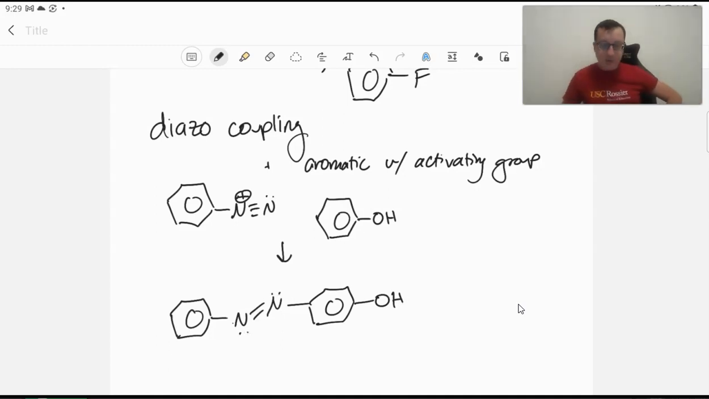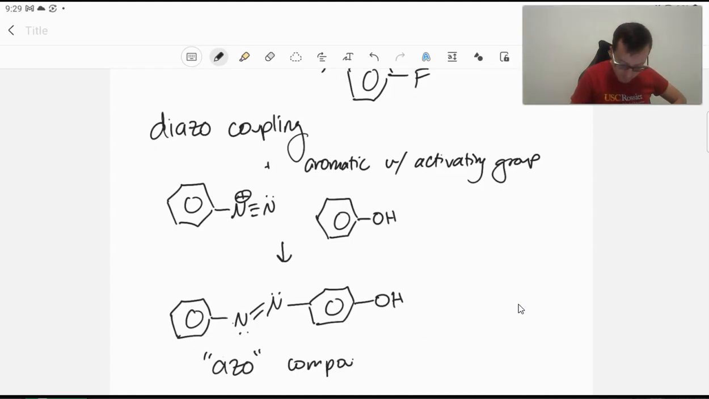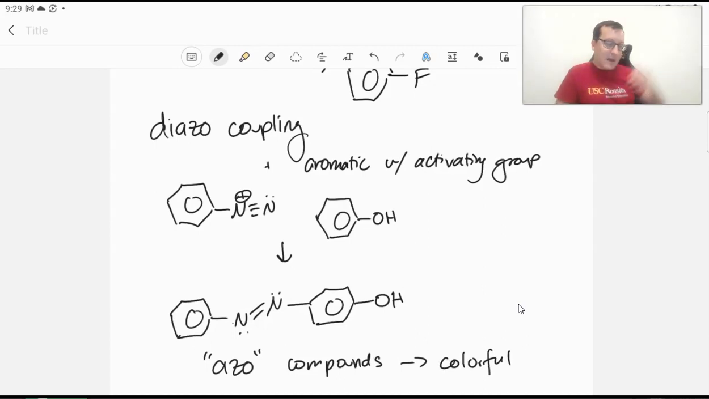And so you can couple things together as well. So you can use this to attach other benzenes, substituted benzenes onto your diazonium. And these are going to be called azo species, which are often very colorful. And so you see many of these things used as dyes or indicators because they're pretty colorful. So that's kind of their utility.